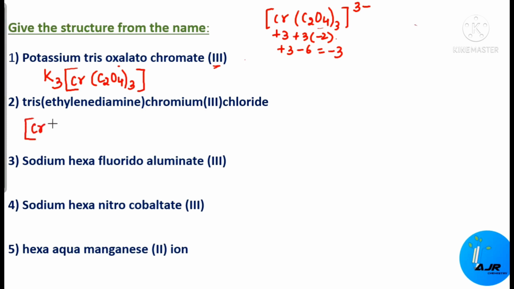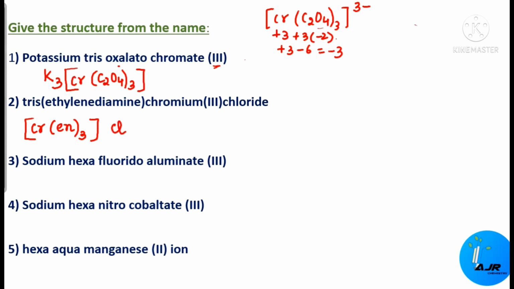So Cr. Tris ethylene diamine means here we can write ethylene diamine as en. Tris, so that means here we will be having 3. Okay, now close the bracket. And then finally we are having chloride. So that means here we will be writing chloride.